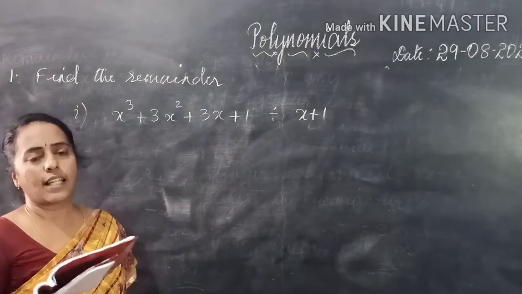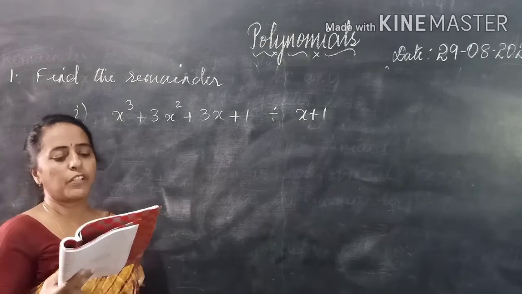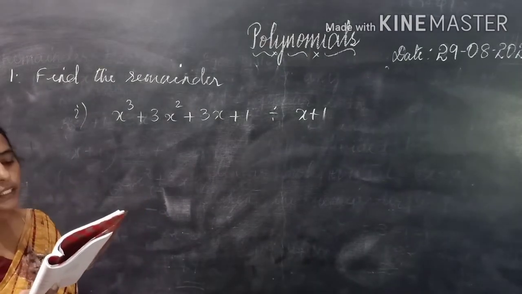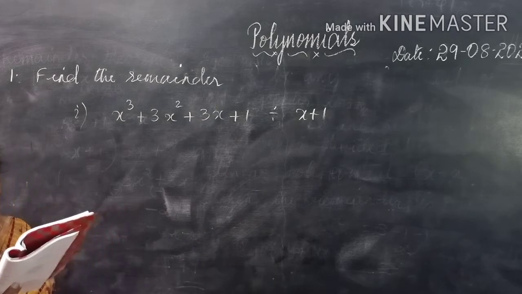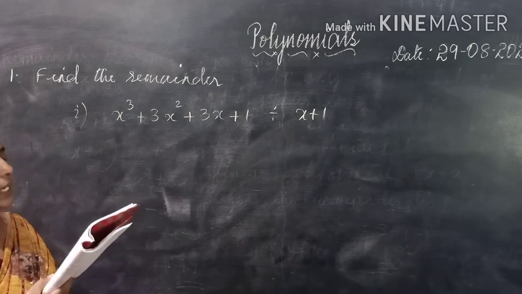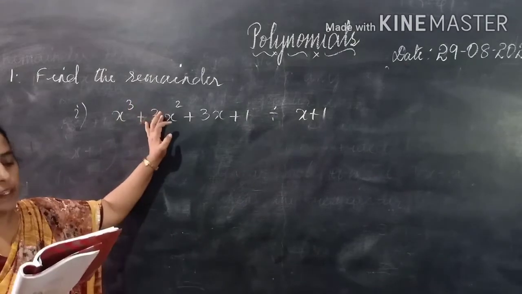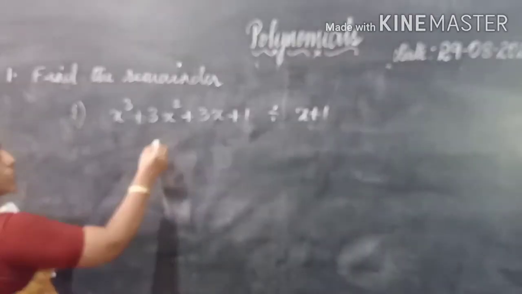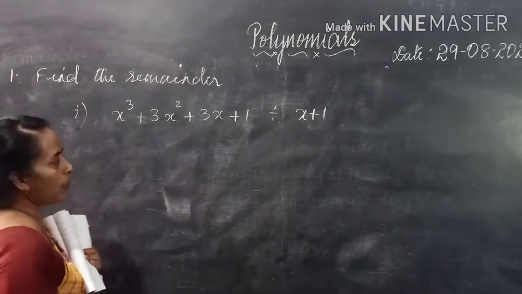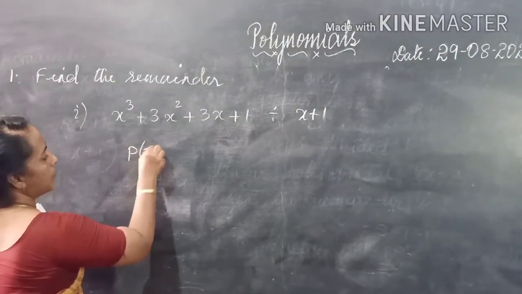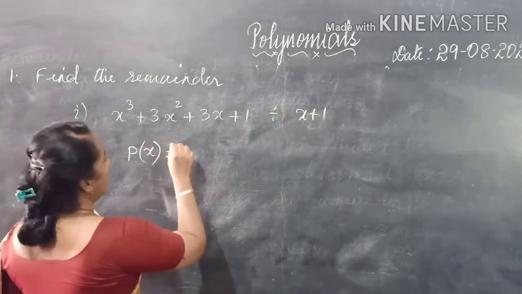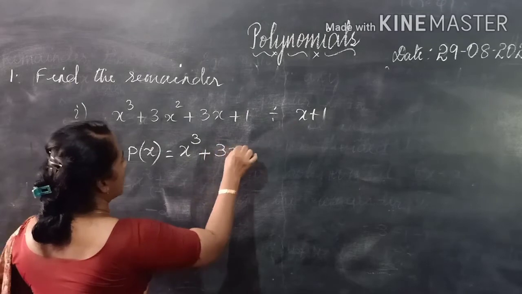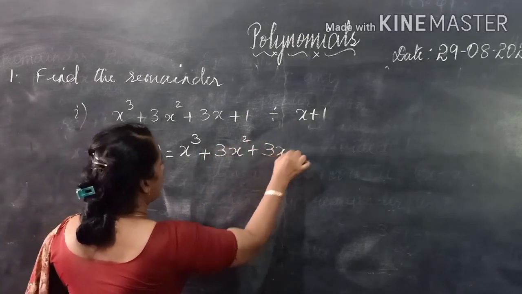Students, we will move to exercise 2.3. First one: find the remainder when x cube plus 3x square plus 3x plus 1 is divided by x plus 1. Here, the dividend polynomial given is x cube plus 3x square plus 3x plus 1. So let us take this as p of x. The given polynomial p of x equals x cube plus 3x square plus 3x plus 1.